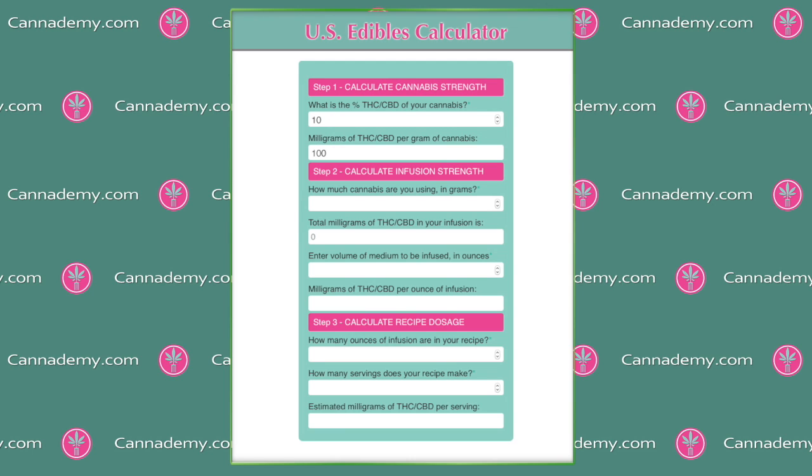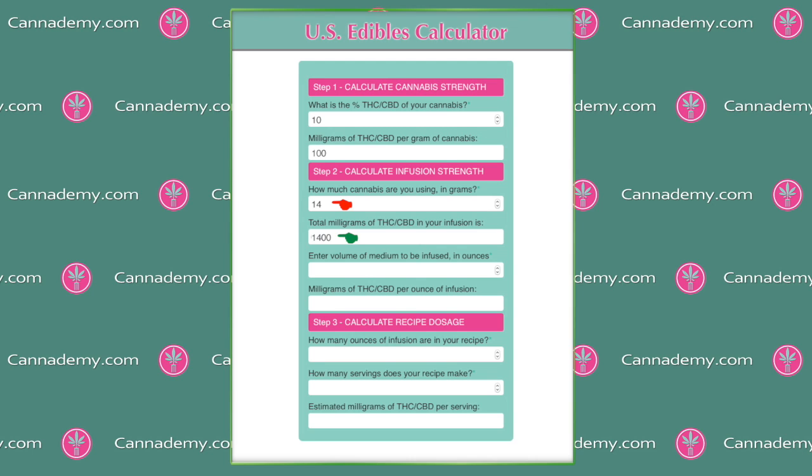For step 2 of our example, we need to calculate the strength of the entire batch of infusion. Let's say you're going to use a half ounce or 14 grams of marijuana, because grams is what the calculator asks for. Now, depending on what you plan to do with your infusion, you might be able to stop right here. With this calculation, you would know what the entire batch of oil or butter or whatever you're infusing will contain about 1,400 milligrams of THC or CBD.